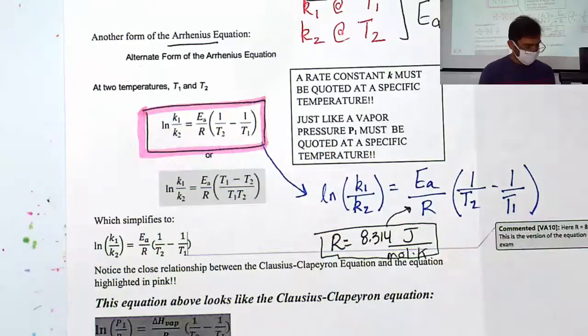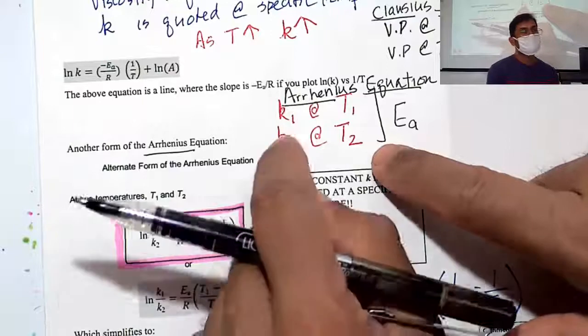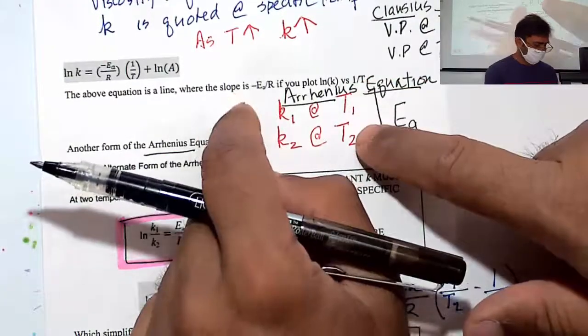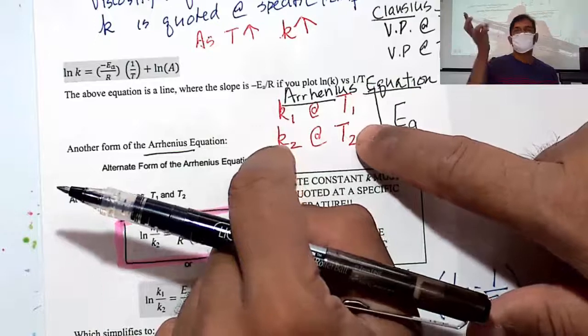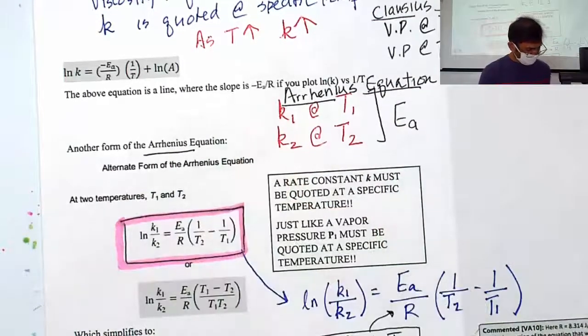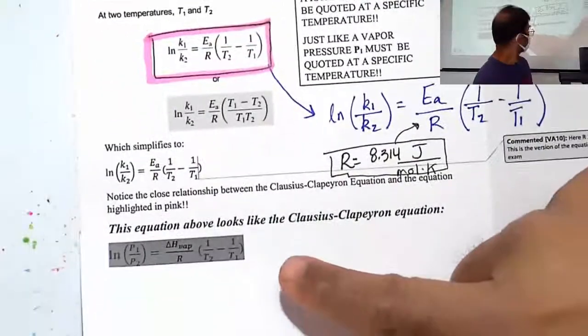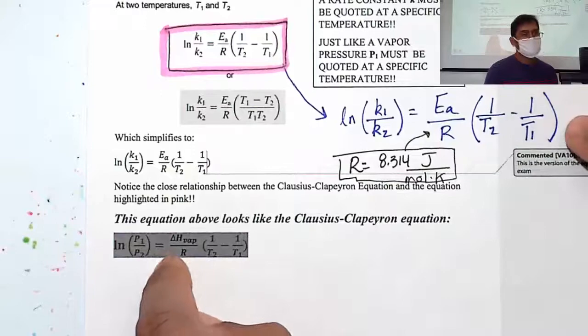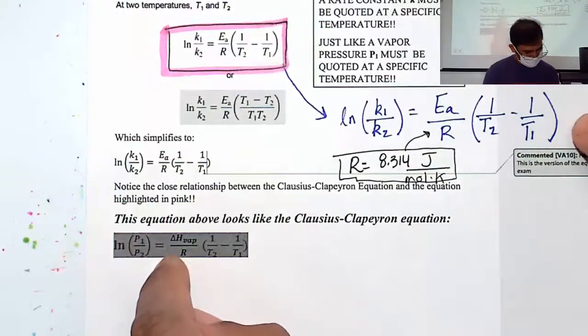And like you mentioned before, if we're given 3 of these, K1, T1, and T2, we can solve for K2. If we're given 3 out of the 4, we can solve for the other one. So here's the equation. These two equations look just like one another.